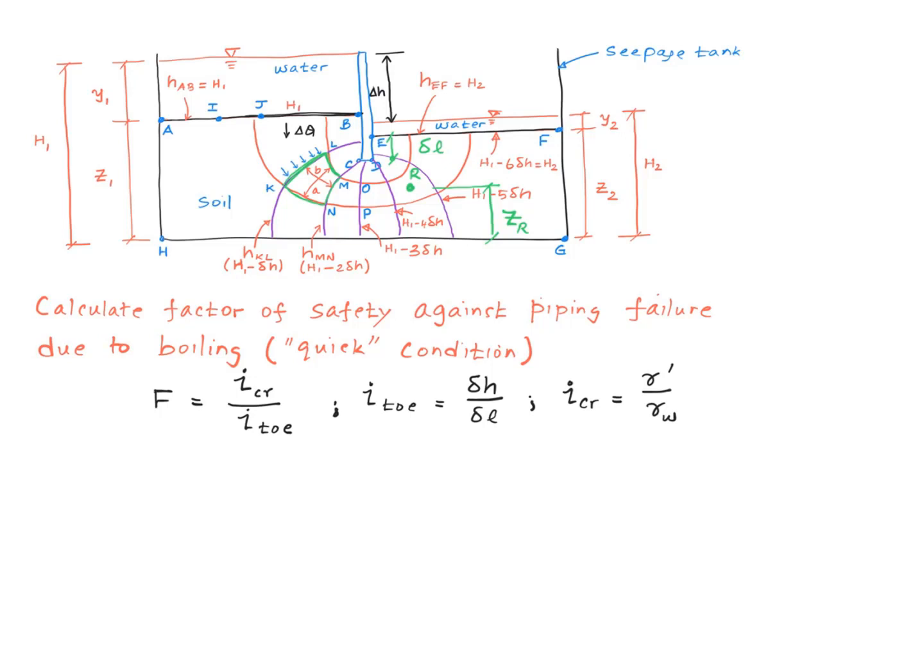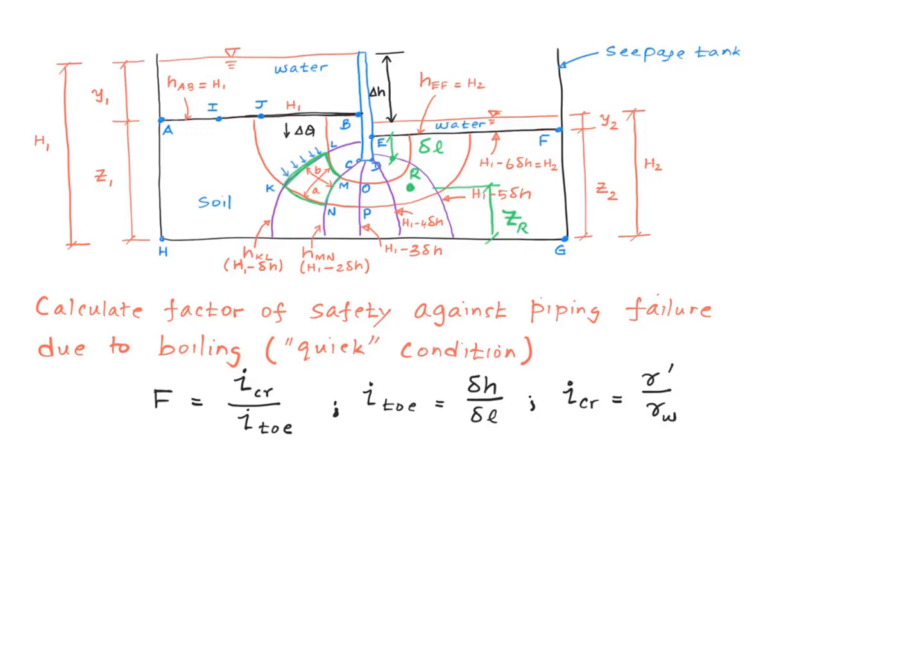If boiling is going to happen, it's going to happen in this toe region. This is where the water is flowing vertically up. In an approximate sense, you could take this little element right here, the element at the toe region, and consider that as a pipe that is being held vertically up. So what we do is we go ahead and calculate a factor of safety by this equation, where F, the factor of safety, equals I critical divided by I toe.